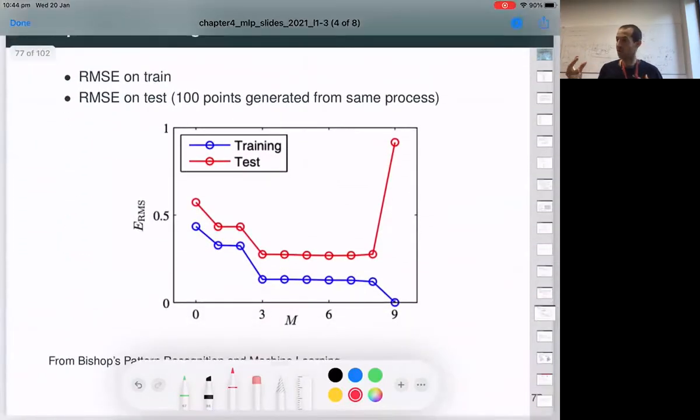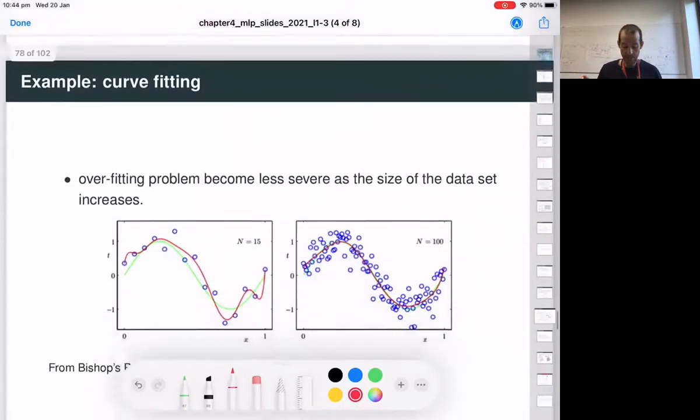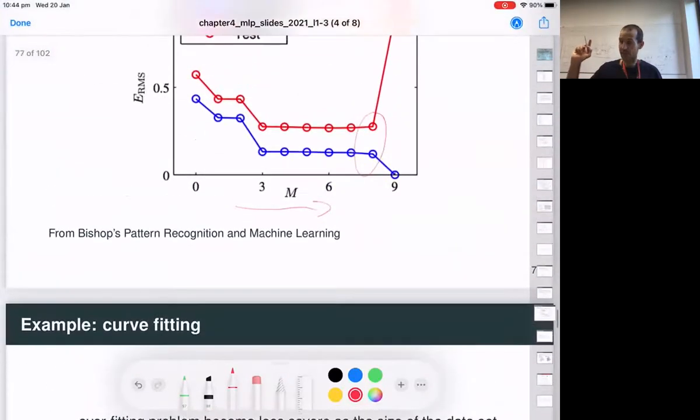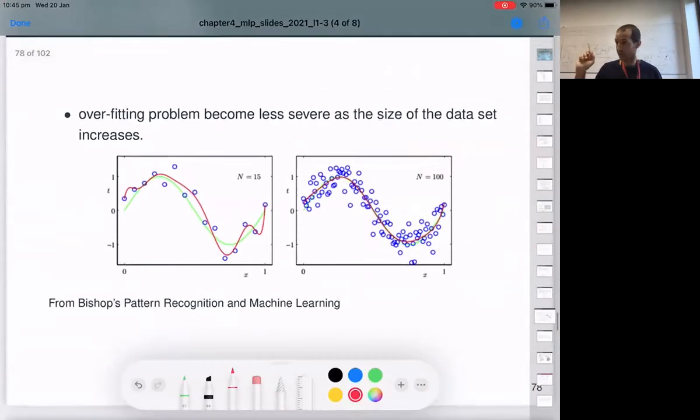If you compute the mean square error on the training set, here is the complexity of my model. As the complexity of my model increases, my root mean square error goes down, down, down. But if I use the test set, some data I haven't seen, it gets better and better, and then it explodes. At this part, you can see it started to be bad. So the 9 is overfitting.